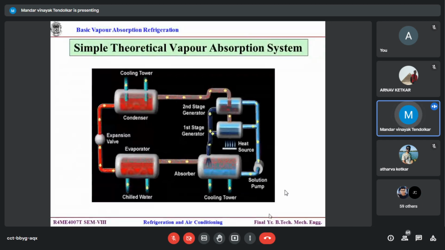Weak means only absorbent. Strong means refrigerant plus absorbent. So through the pump, it is always a strong solution. And after the dephlegmator, whatever is falling down, blue color, that is a weak solution. That is what is shown over there. Are the online people clear with the diagram? Yes. Any doubt?